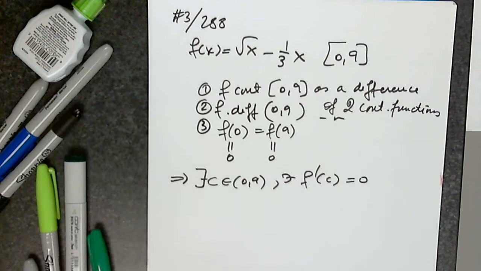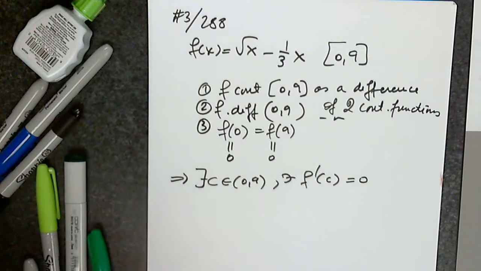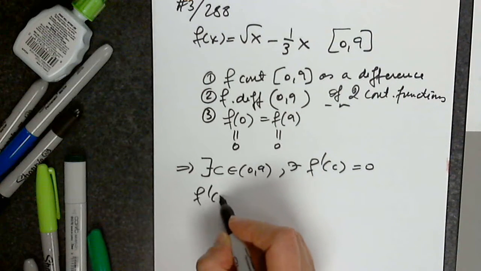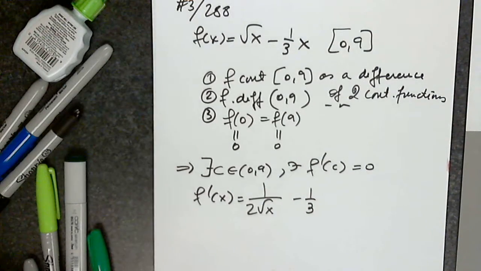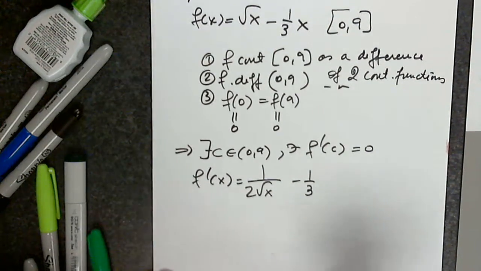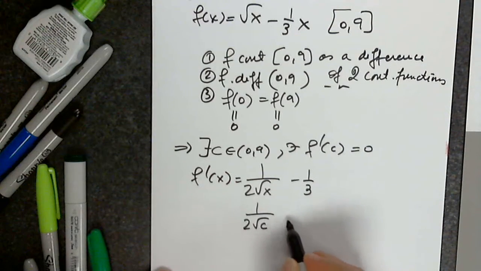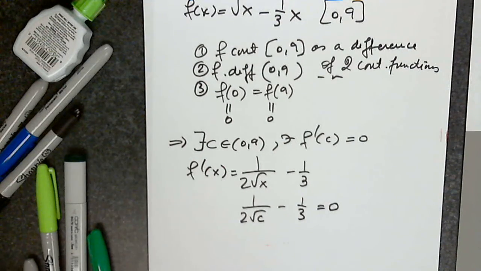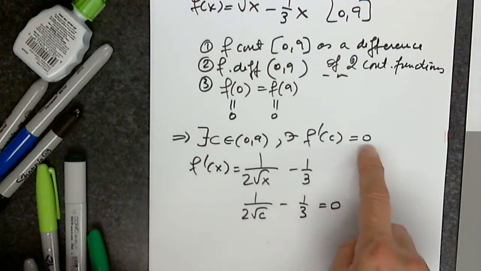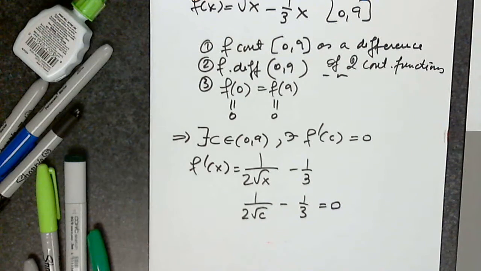In other words, if a function, continuous and differentiable, starts at one point and comes back to the same height, it must have a turn somewhere. That's all it means. But a turn in terms of the derivative means f prime is 0 there. So I have to find f prime of x, which is 1 over 2 the square root of x minus 1/3. And I have to set 1 over 2 the square root of c minus 1/3 equal to 0, because that's what I have to show: that c exists, and c must be a number between 0 and 9.